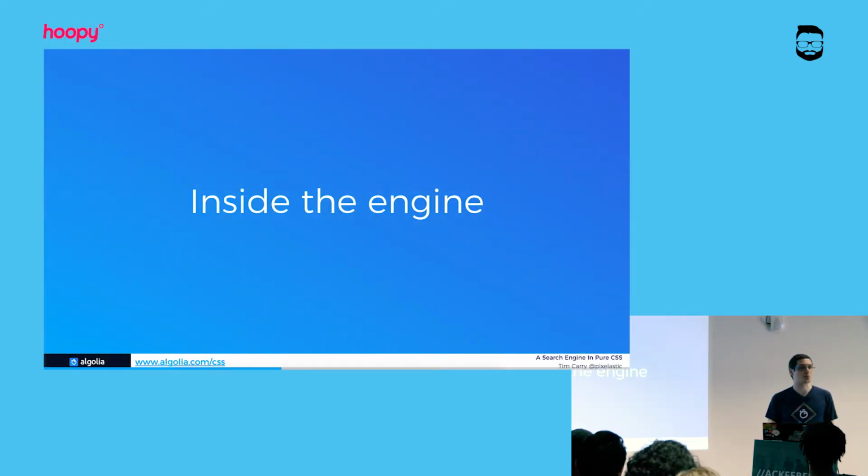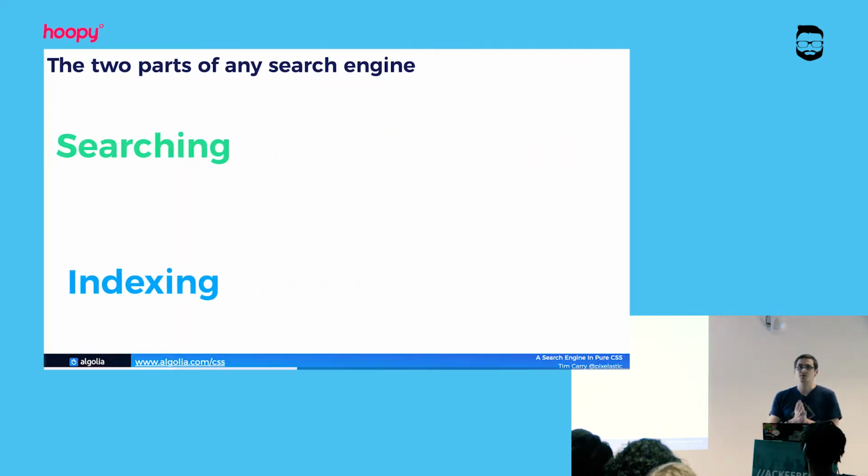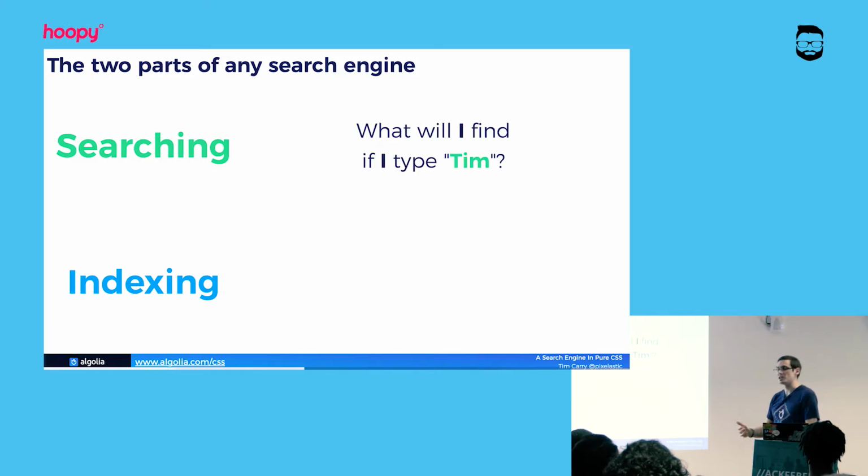Fortunately for me, I'm working in a company where we do build a search engine, so all I had to do was turn to one of my coworkers and ask them to explain how it was working. And the thing you have to understand is every search engine, and it's true for Algolia, it's also true for Elasticsearch, Lucene, or Solr, is made of two parts. You have the searching part and the indexing part. The searching part is the one you know the most. It's the one you see when you're typing something in a search bar. When you're typing something in a search bar, you want the answer to this question: what will I find if I type Tim, for example?